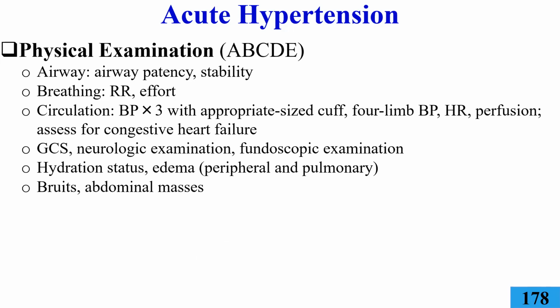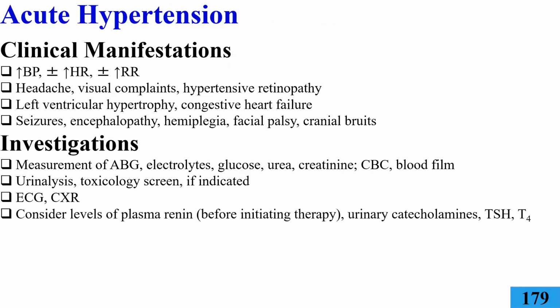Examination A, B, C, D, as we learned. Clinical manifestation can be headache, can be visual problem. It can be also symptoms related to the heart, and it can be seizure and encephalopathy. What is encephalopathy? Anybody knows how we can define encephalopathy? Anybody can define encephalopathy?